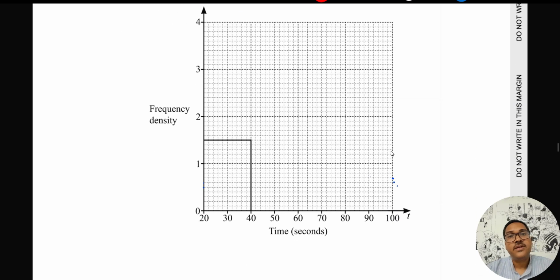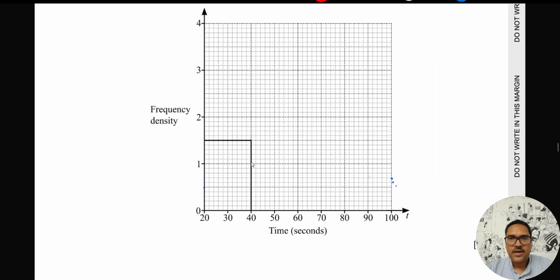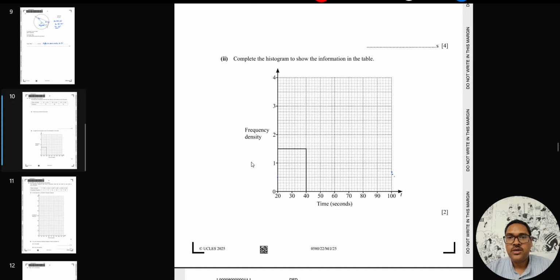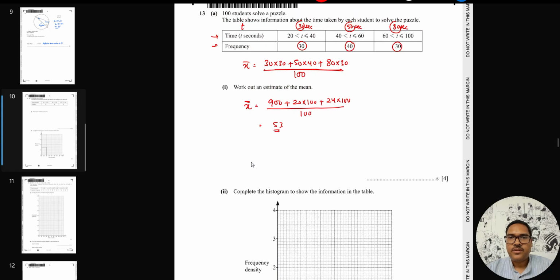Now in the second part, you have to complete the histogram. In the histogram, they have given the first part. If you have to draw the histogram, you have to know the height of each bar. Now we know that if the class width is not the same, you can see this class width is 20, but here the class width is 40. Then you have to use the frequency density.